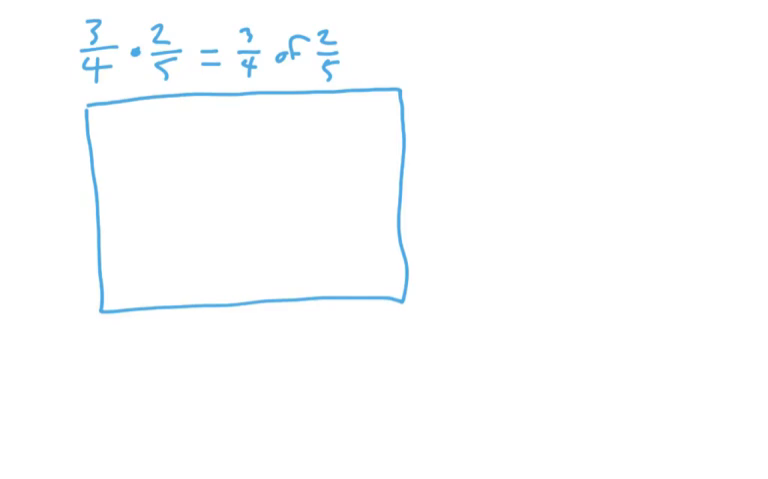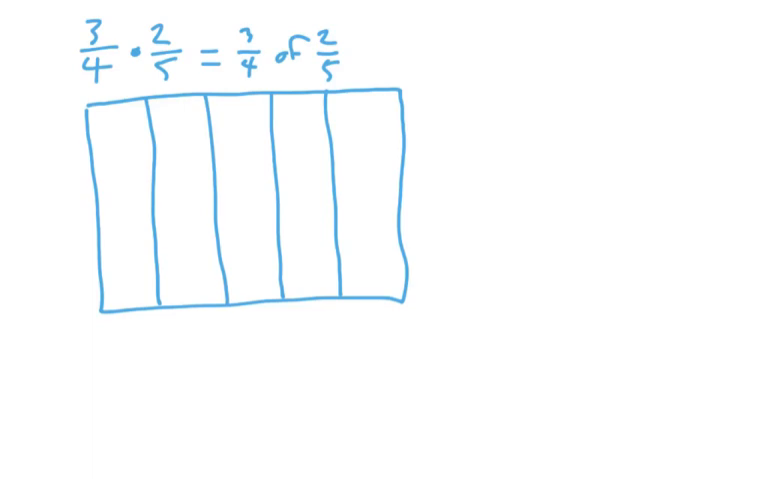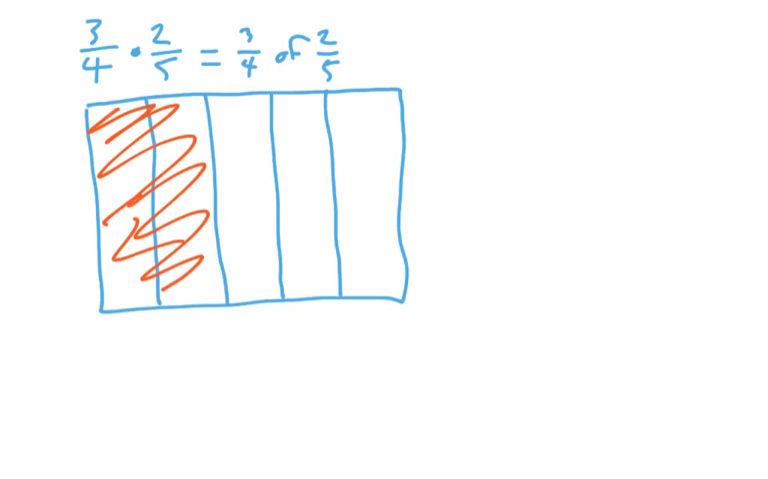And I want to start with 2/5, so I want to take my rectangle and imagine that I'm dividing it into 5 vertical rectangles, 1, 2, 3, 4, 5. So I've divided my entire rectangle into fifths, and I want to take 2 of those vertical bars to represent 2/5. And I need to try to picture, how do I take 3/4 of that?